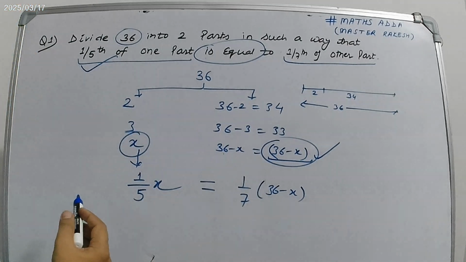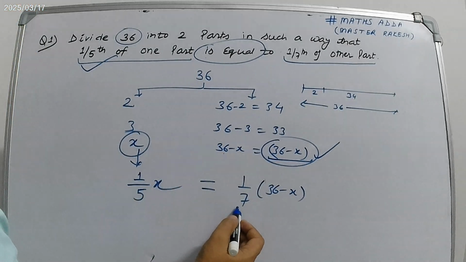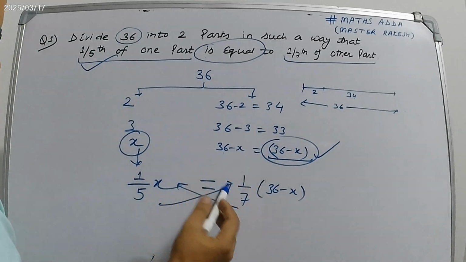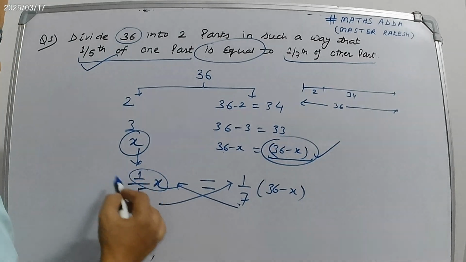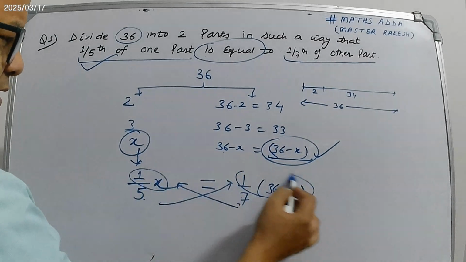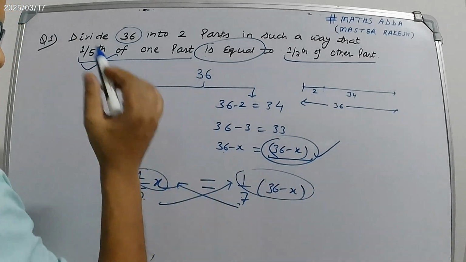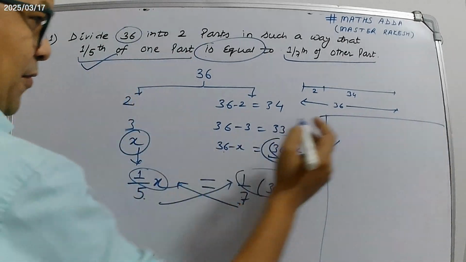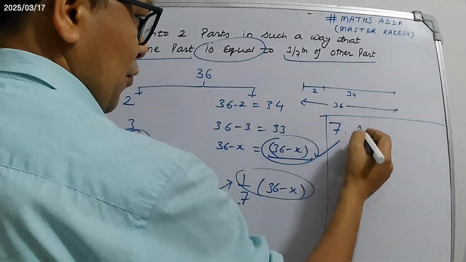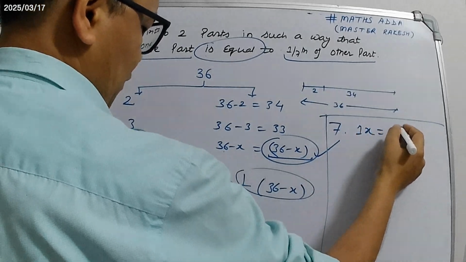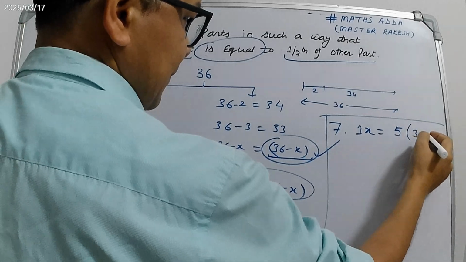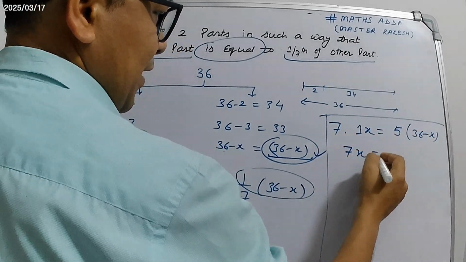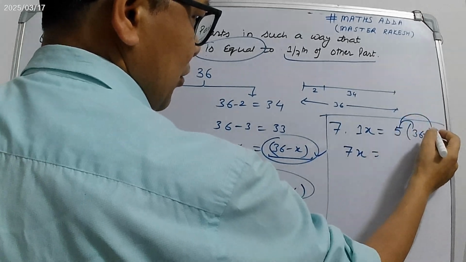So you see, just cross multiply. This goes here, this goes there. 7 multiplied with 1x, and 5 multiplied with 1 into 36 minus x. So 7 into 1x is just 7x, and 5 into 36 minus x stays as it is. Now 5 can multiply here and also here.